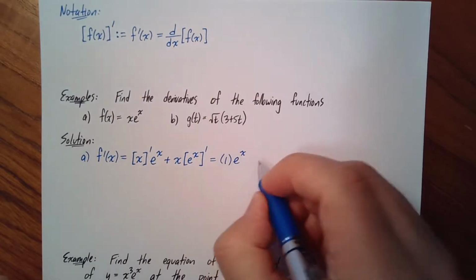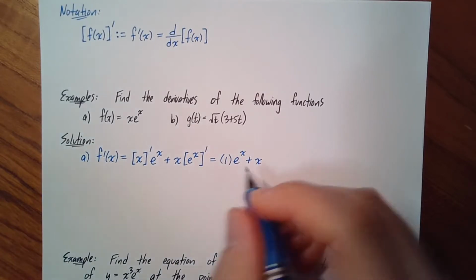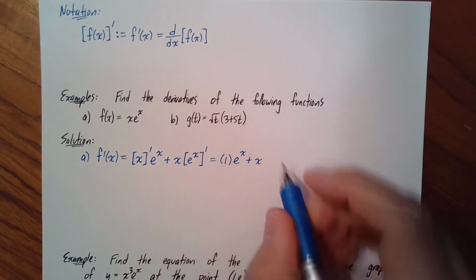times e to the x plus x times the derivative of e to the x. Remember, e to the x has the special property that its derivative is itself. So this is just going to evaluate to e to the x.